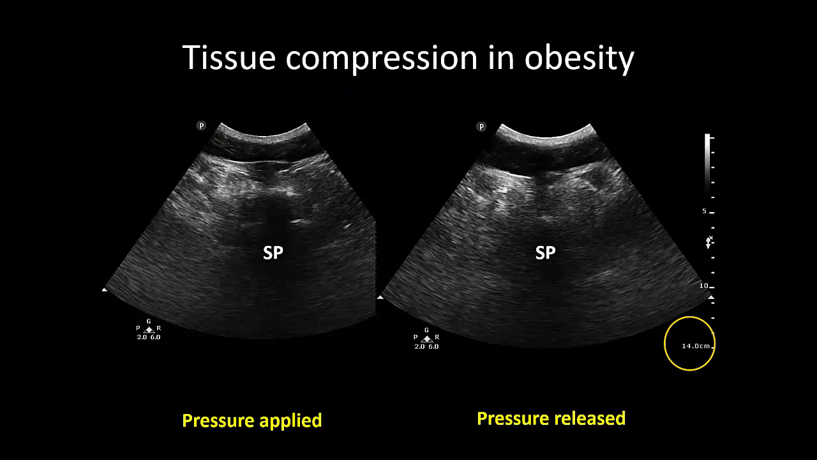The last point I wish to make before we leave scanning and move on to needling is that when estimating the depth of the space and length of needle required, remember to account for tissue compression. This can be significant in the obese patient. The spinous process in the image on the left lies 3 centimeters below the skin. However, when pressure on the probe is released, the actual depth increases to 5 centimeters.